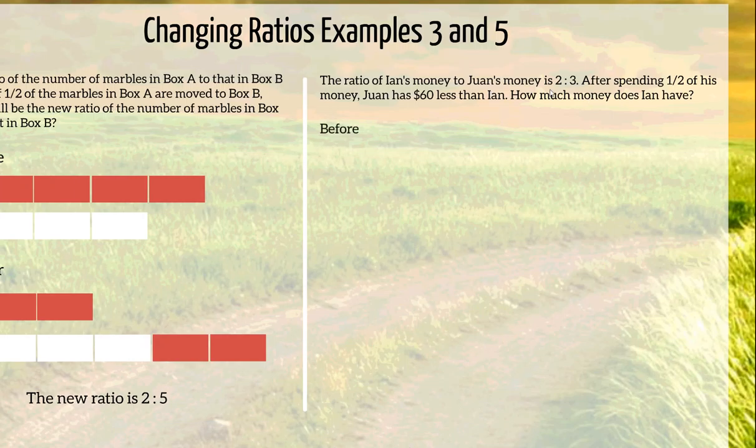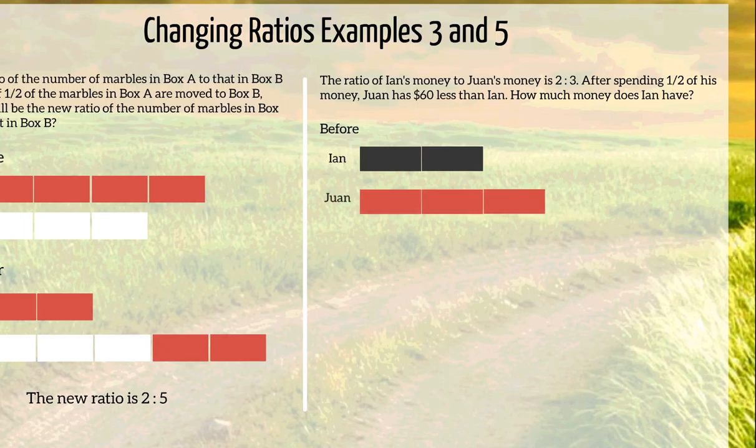Now, first we want to draw this ratio representing Ian's money to Juan's money, 2:3. And so Ian has 2 blocks and Juan has 3 blocks. Then the question says that Juan spent half of his money. So I draw this line here to indicate that Juan has spent half of his money. So this whole portion here is going to be dropped because it's spent. This portion here is going to be spent.